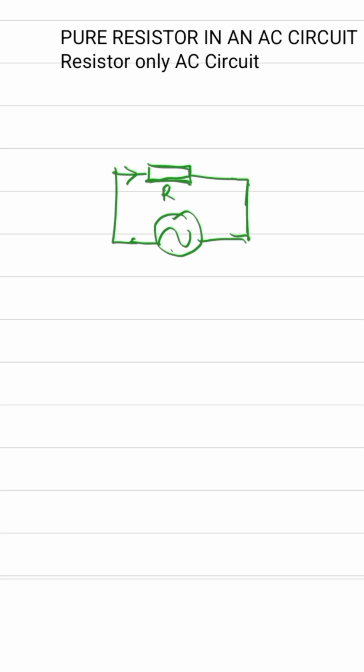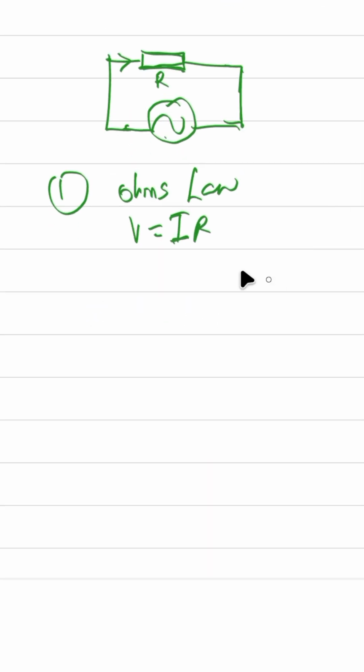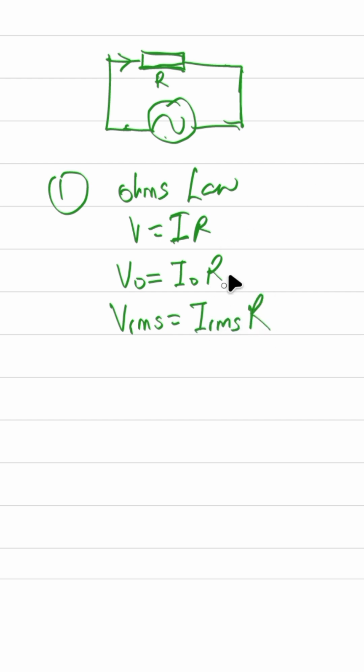Now there are some features that we apply here. Please take notes and listen carefully. The first thing to note is that according to Ohm's law, V equals IR. So don't forget that the V here can be V naught. If the V becomes V naught, this I will also change to I naught, and this one will be R. If the V changes to V RMS, the I will change to I RMS. Then this one will just be R. So V naught equals I naught R. V RMS equals I RMS R. Please take note.